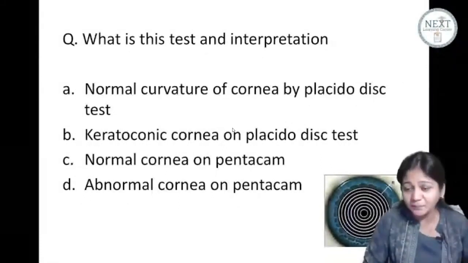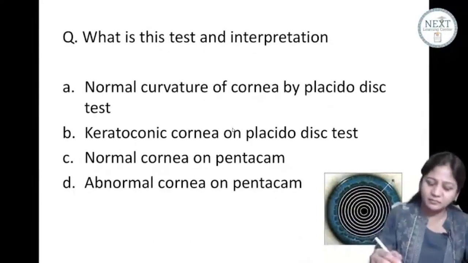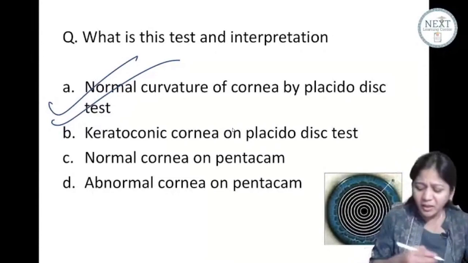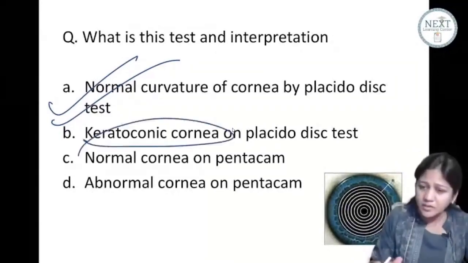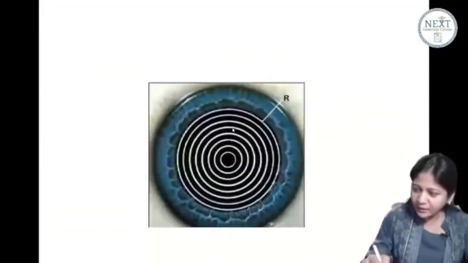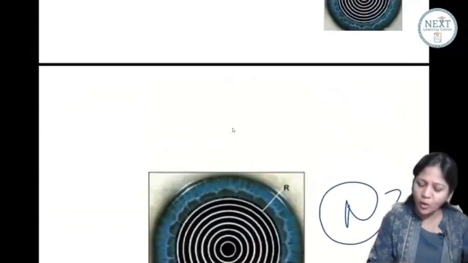Is it Pentacam? It is not a Pentacam, it is a red-green colour picture. A is the answer. Why do you say it's a keratoconic cornea? Do you see the normal mires? What are you saying? Don't you see that this is normal? Don't you think it is the normal curvature of the cornea? Yes or no? It's a Placido disc test, so it's a normal cornea.